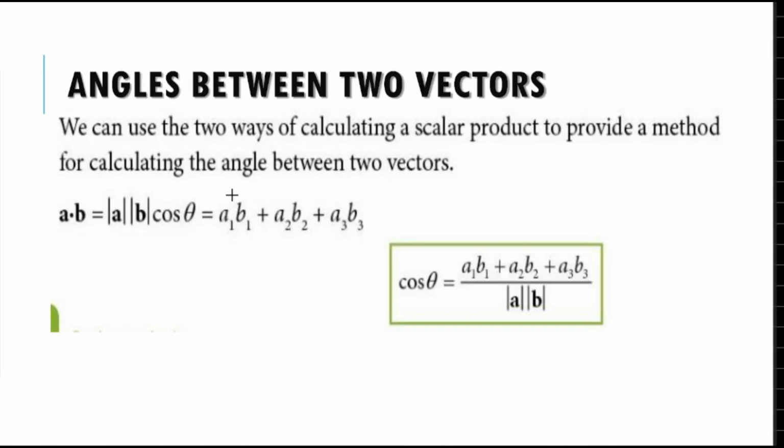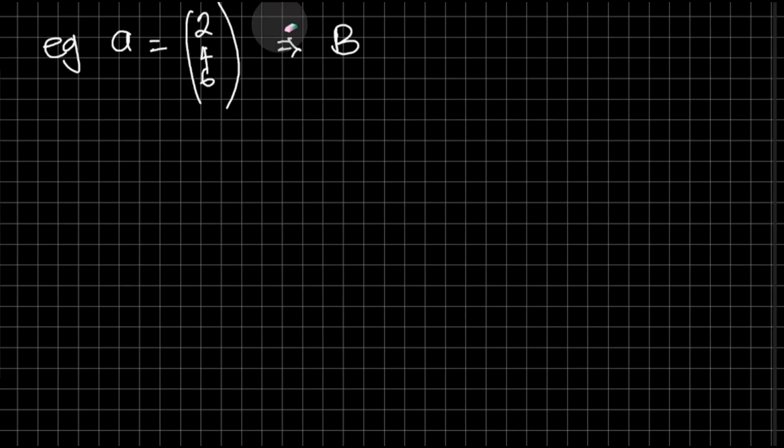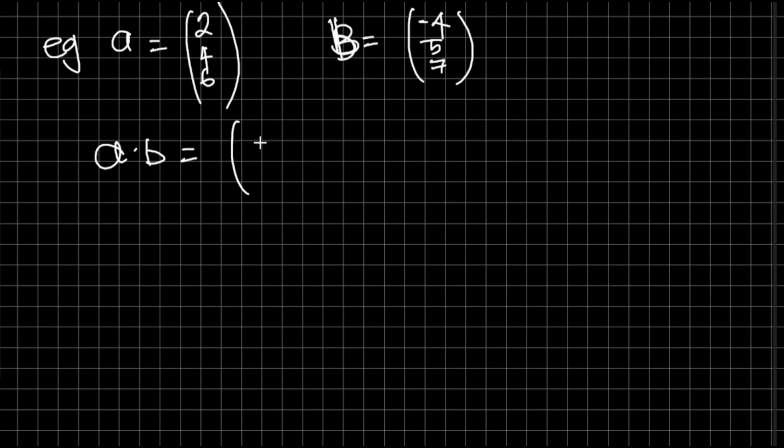So let's see an example and then see what we can do here. For example, if we have a equal to 2, 4, 6, and b equal to minus 4, 5, 7. So let's call it small letter b. So a dot b will be equal to, we just multiply the corresponding components: 2 times minus 4 plus 4 times 5 plus 6 times 7.